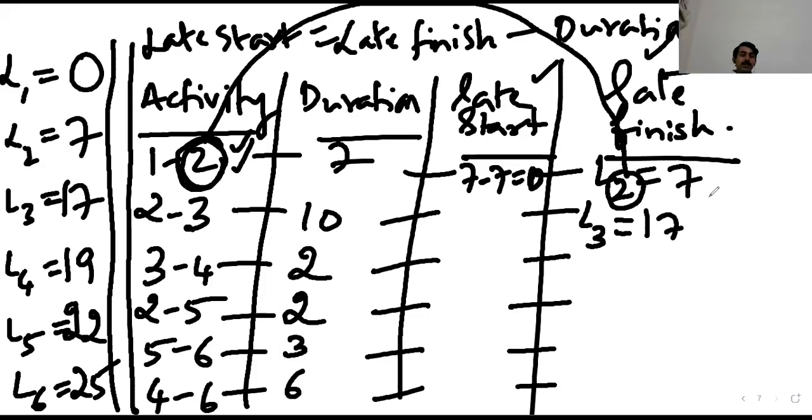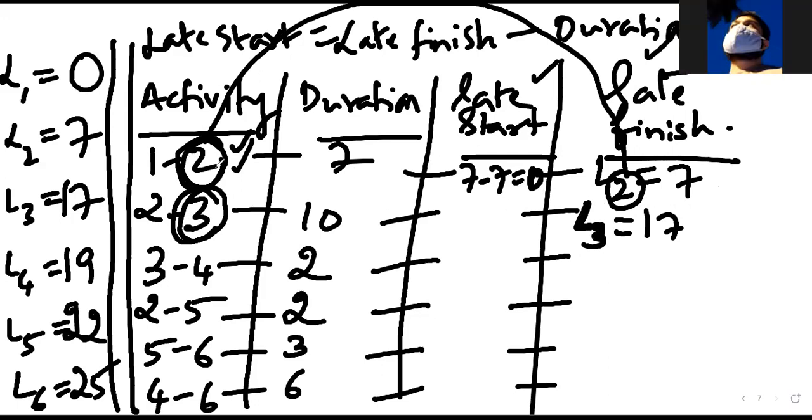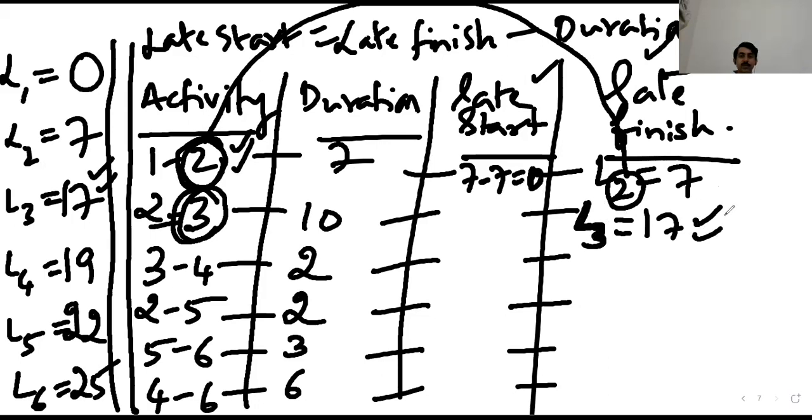So if anyone has any doubts, ask me. Sir, how did we come to 17? Why 17? Because what is the finishing node of the 2-3 activity? Node 3. So L3 we have already calculated. Is it right? What is the value of L3? Yes, L3 is 17. That is the reason this value should be 17.